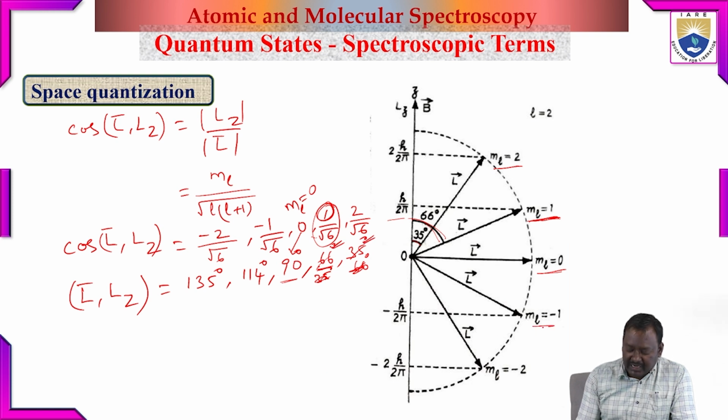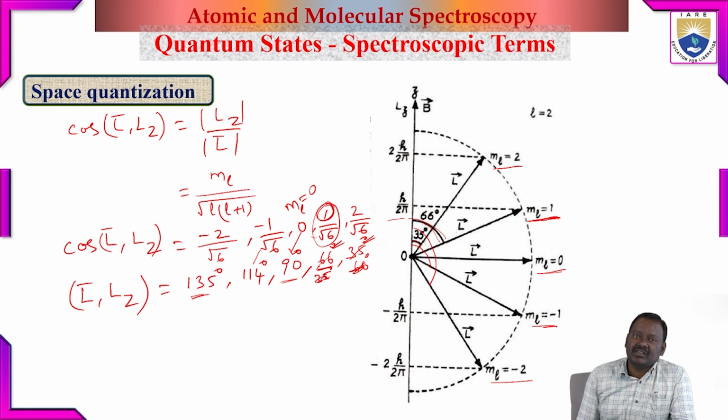For ml equal to -1, we will see 114 degrees between L and B bar, or L and Lz. For ml equal to -2, we will see an angle of 135 degrees. So these are the different possible orientations of the electron orbit.